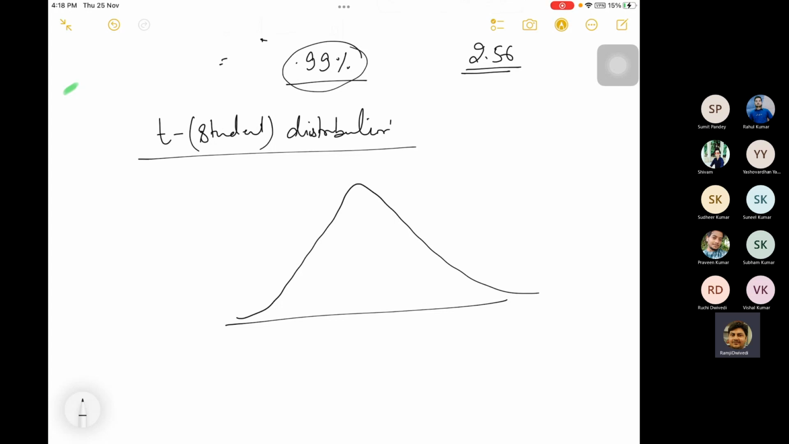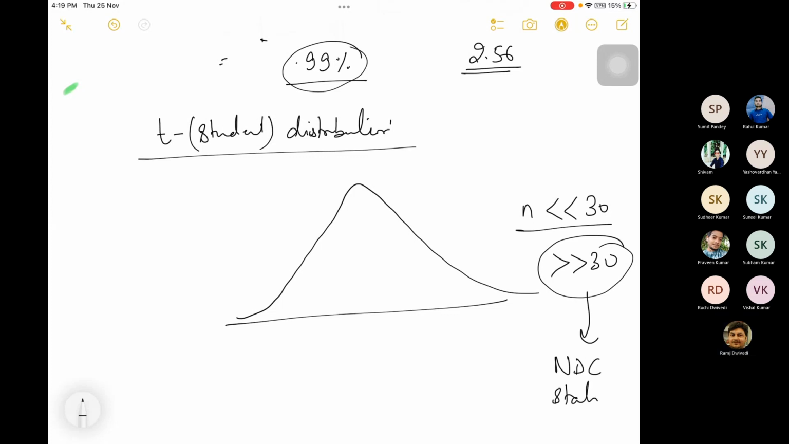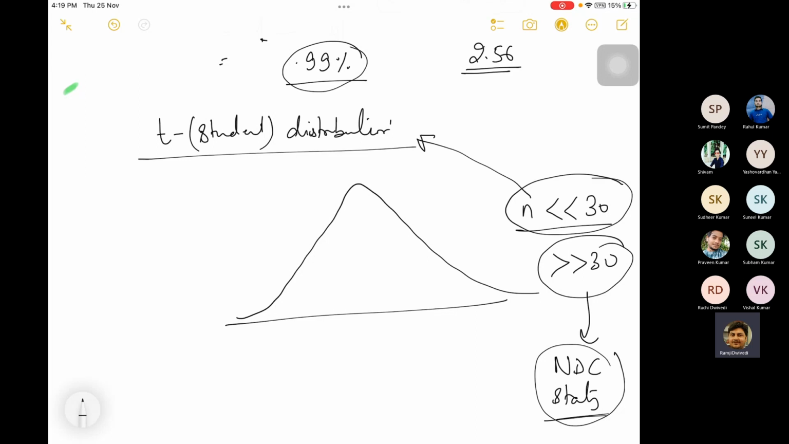That means normal distribution applies to the whole population, but the T distribution only applies to the sample data set. This distribution is preferred when your number of observations is less than 30. If your observations are greater than 30, you will go back to the normal distribution statistics. Please remember always, this T distribution is for n less than 30.